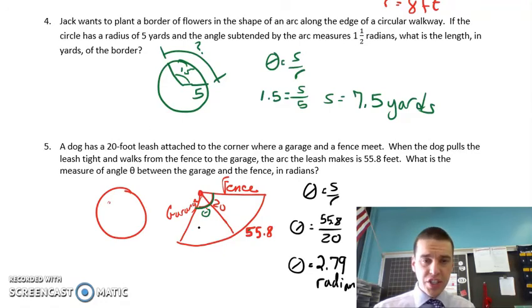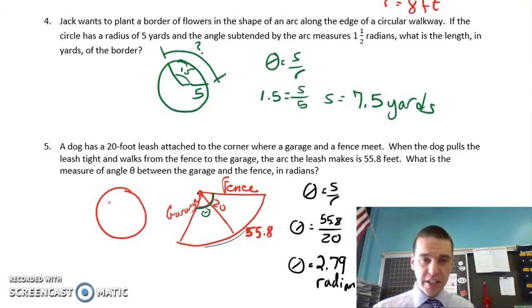We have a garage and a fence at a corner. The dog's leash is 20 feet. And so the radius is 20 feet. And when the dog walks all the way from the fence to the garage, he makes an arc length of 55.8 feet. And so that's why we don't know exactly how much of the circle we have, but we don't have the entire circle, of course.